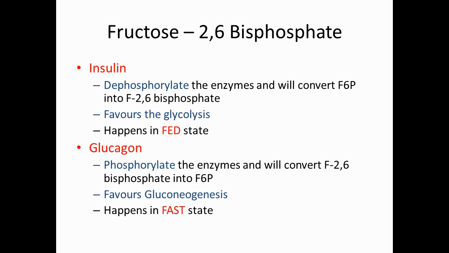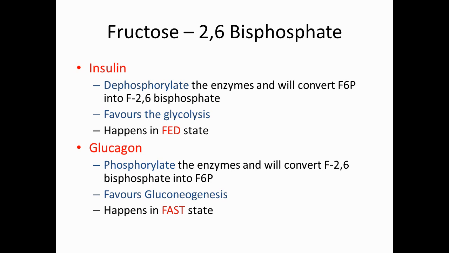So now we'll see how insulin and glucagon will affect those enzymes. Insulin will dephosphorylate those enzymes and will convert fructose 6-phosphate into fructose 2,6-bisphosphate, which means if there is a high level of fructose 2,6-bisphosphate, it will favor glycolysis by inducing the phosphofructokinase 1 enzyme that we have seen already in previous slides. This happens in the fed state when there is a lot of glucose around in our body.